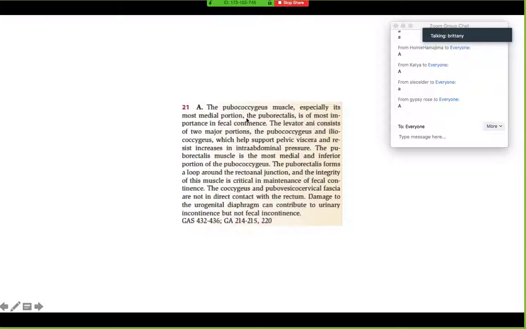And it even says in the explanation here, the pubococcygeus, and especially its most medial portion, the puborectalis, is of most importance in fecal continence. So according to Gray's, both of these are playing a contributing role.